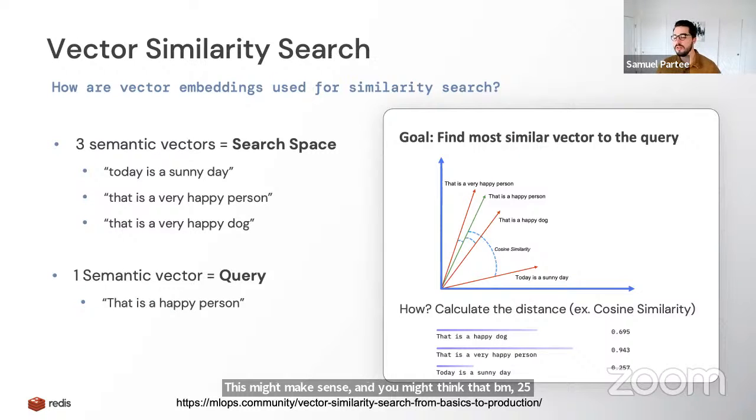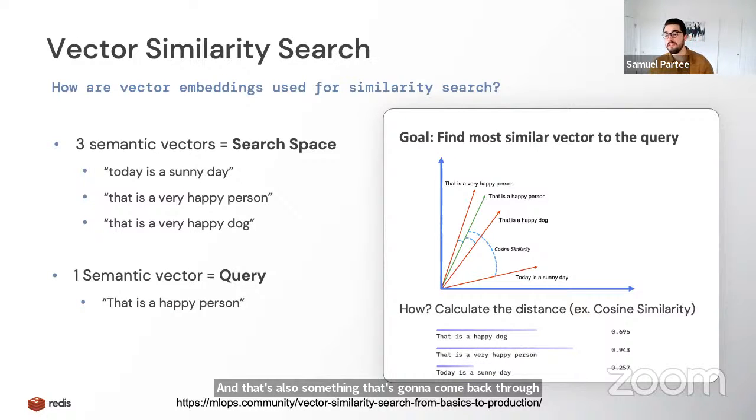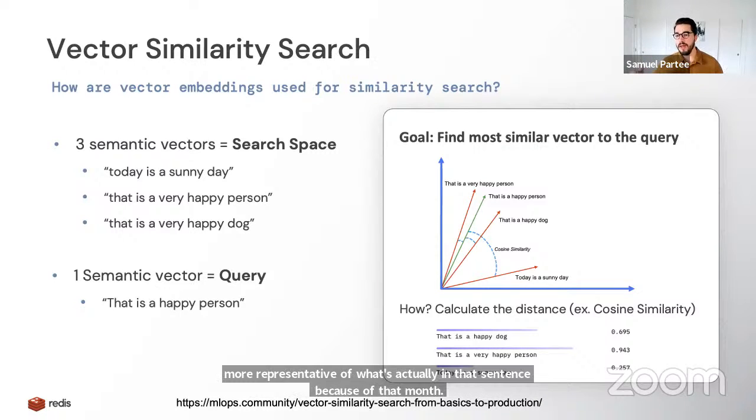But as soon as you look at a happy dog or today is a sunny day, you start to realize that even though there are other words present in that sentence that BM25 would pick up on, the semantic meaning of that sentence is significantly different. And that's also something that's going to come back through this topic, is that each of those dimensions is more representative of what's actually in that sentence because of that model and the vector representation that that model creates.